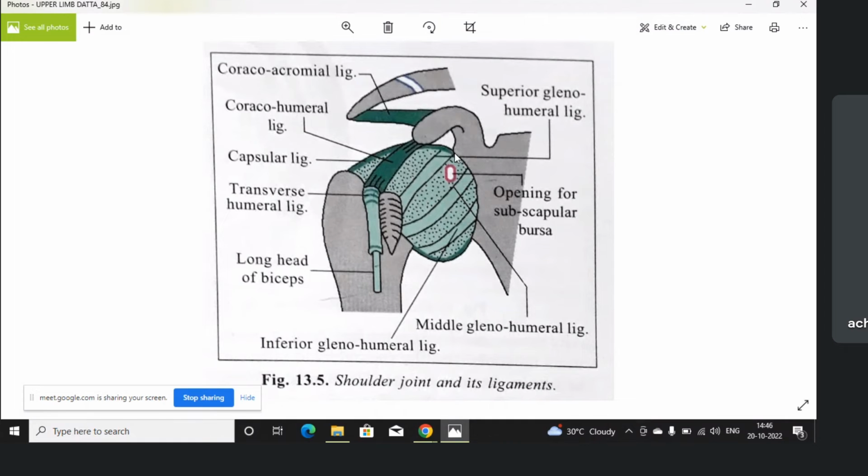Okay, in the synovial cavity there is a presence of synovial fluid. Synovial fluid is a thick, transparent, viscous fluid.